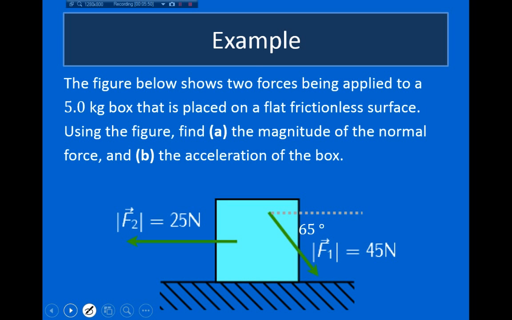So let's look at a little bit more complicated example. So here we're given kind of a free body diagram, not really. We're given a picture here. It shows two forces being exerted on a 5 kilogram box that's sitting on a flat frictionless surface. And we're asked to find the magnitude of the normal force being exerted by the ground on the box and the acceleration of the box.